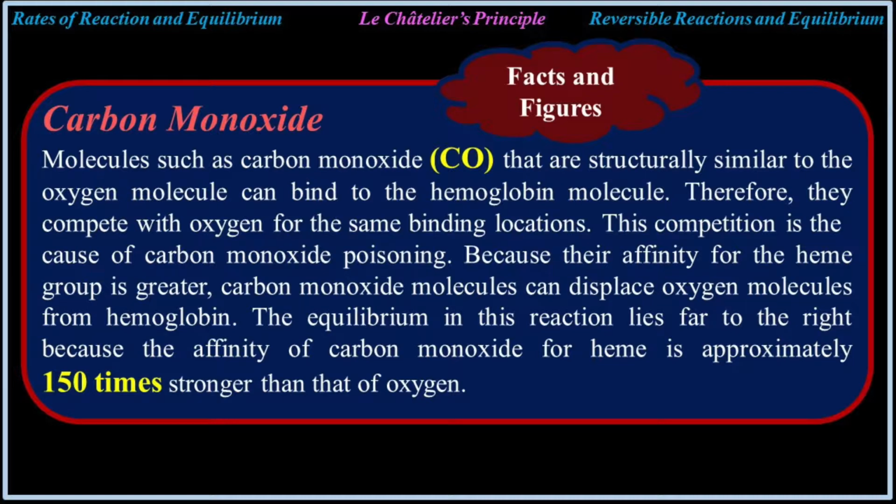Carbon monoxide. Molecules such as carbon monoxide that are structurally similar to oxygen molecules can bind to the hemoglobin molecule. Therefore, they compete with oxygen for the same binding location. This competition is the cause of carbon monoxide poisoning because their affinity for the heme group is greater. Carbon monoxide molecules can displace oxygen molecules from hemoglobin.